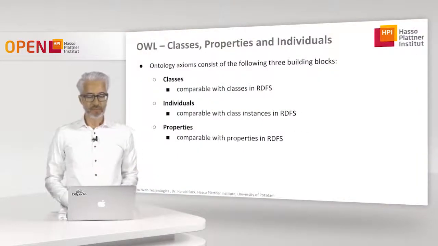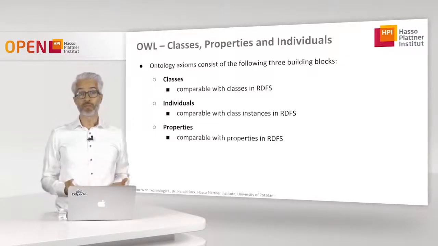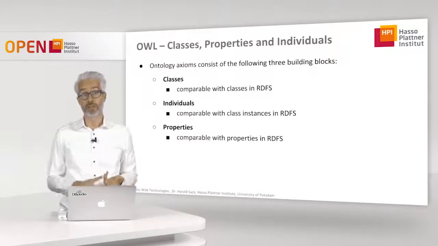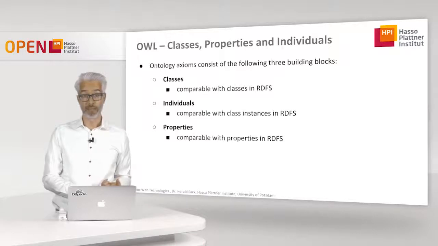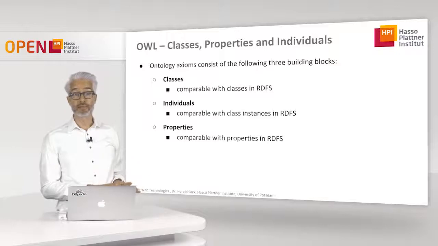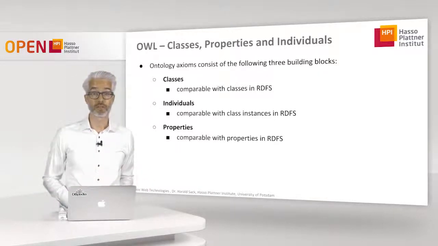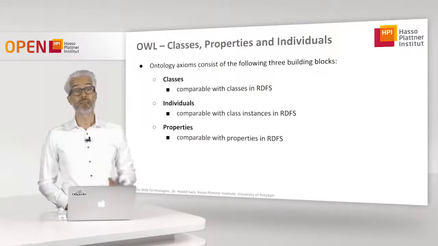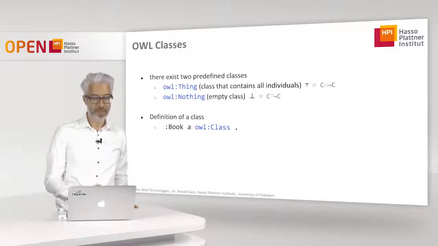OWL ontologies usually consist of the 3 following building blocks. We know that already. First of all, we have classes, which are comparable with the classes we already know in RDFS. Then we have individuals, which are comparable with the class instances in RDFS, and we have properties, or roles, as they are also called in description logics, which are comparable with properties in RDFS. But in particular, they are a little bit different, and we will see this now.